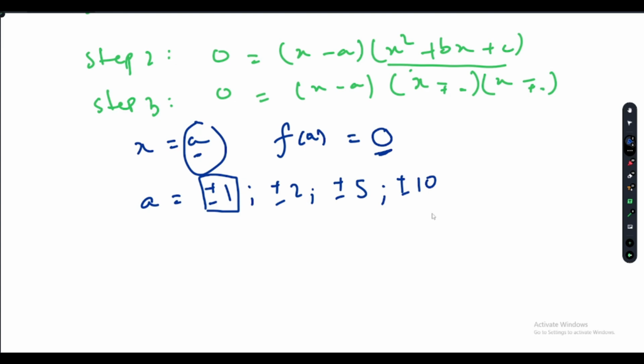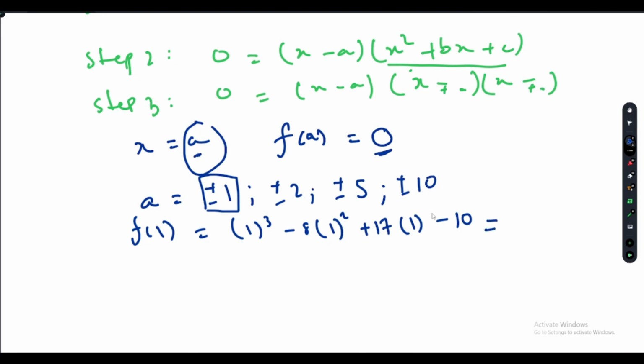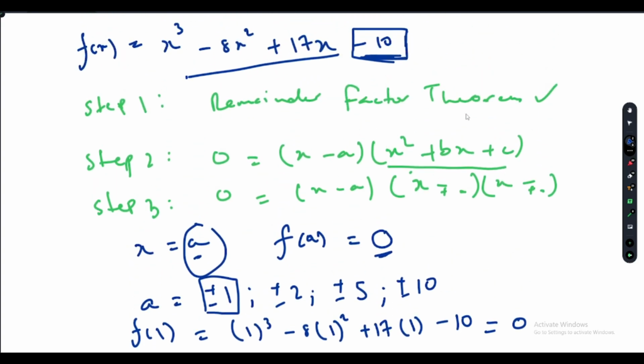So we will say f of 1 is equal to 1 cubed minus 8 times 1 squared plus 17 times 1 minus 10. And when we do a quick calculation, it gives us the 0 that we're looking for. So that's step number 1 sorted out. We've used the remainder factor theorem.